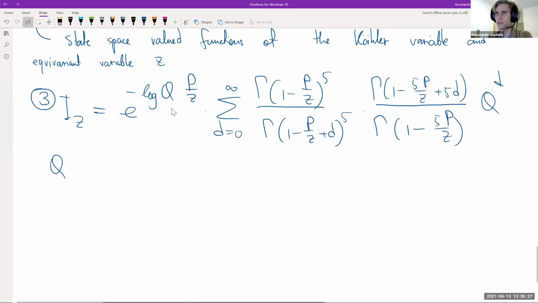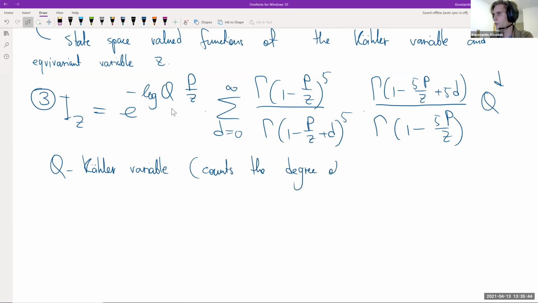So this Q is a Kähler variable. It counts the degree of the quasi-map. So maybe you can think about the term in front of Q power D as a number associated to quasi-maps of degree D.